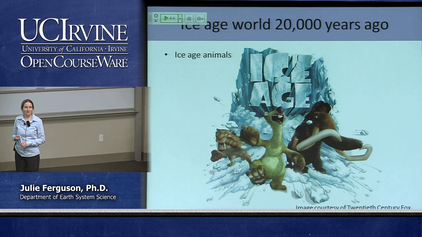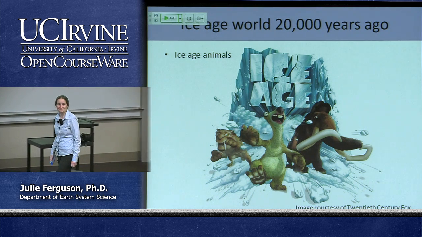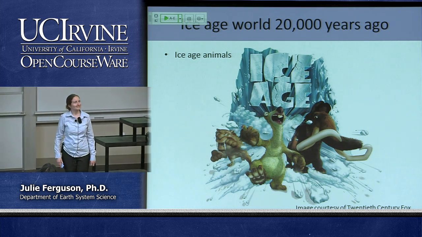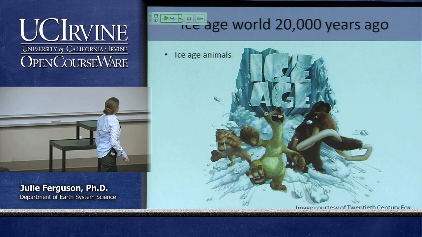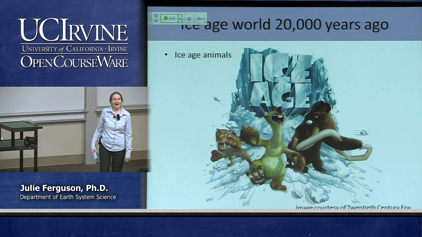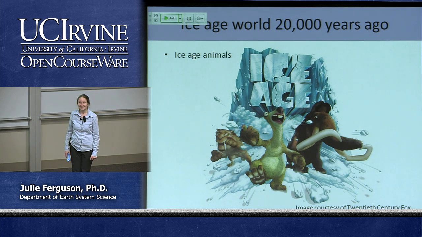Would anyone like to identify an Ice Age animal for me? The mammoth. Give me another one. Now, what's the other one? A sloth, absolutely. I wasn't sure you were going to get that one. It's a giant sloth. Okay, how do we know so much here, particularly, about our Ice Age animals?